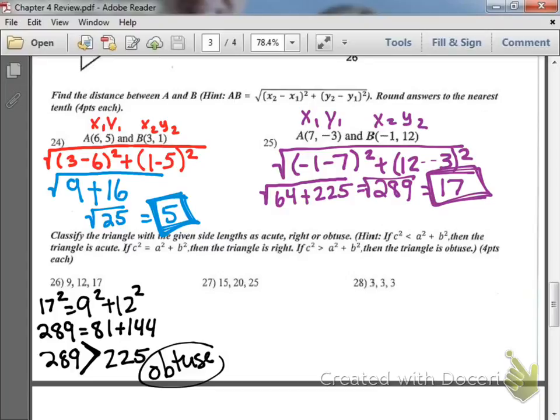All right, number 27. Let's start it again. I want to make sure the C is by itself, so the longest side squared equals the smaller side squared plus the other small side squared. This is going to be 625, I know that. Can anyone tell me what 15 squared plus 20 squared is? 625. So they're equal. When they're equal, what type of triangle is it? Right, good.